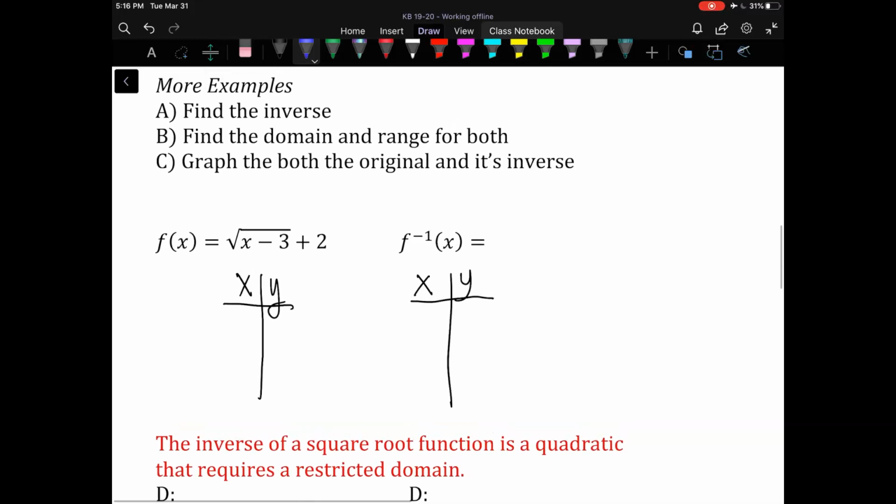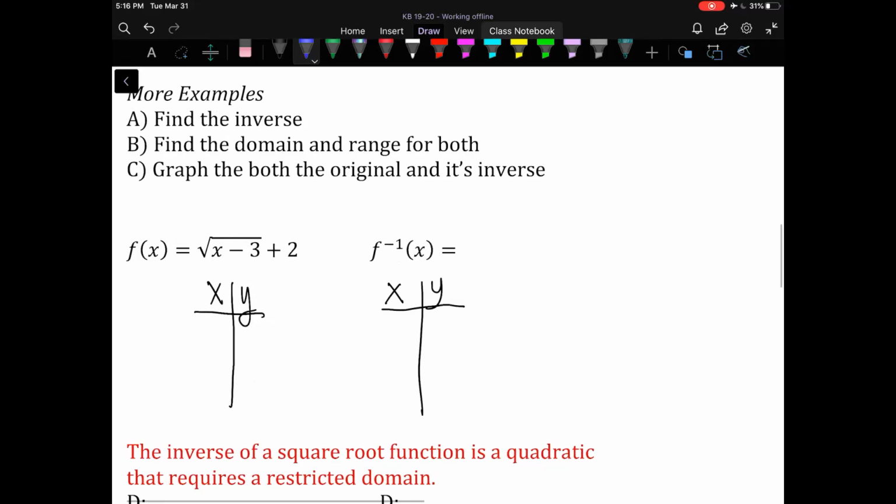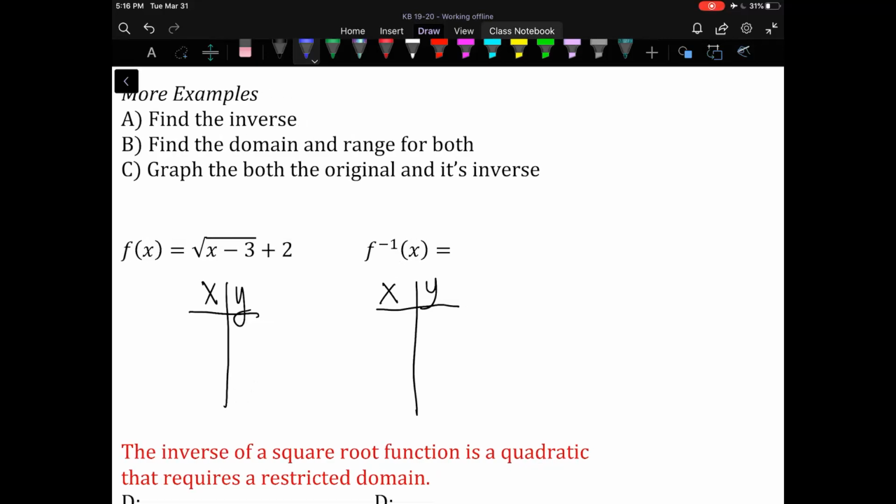All right, in these examples, we're going to also find the inverse, then find the domain and range for both, and then we're going to graph both the original and its inverse. Okay, so here we have a square root function, and if you recall from the last video, we talked about switching x and y first. And so if we rewrote this with a y instead of f of x, and then you switched x and y.